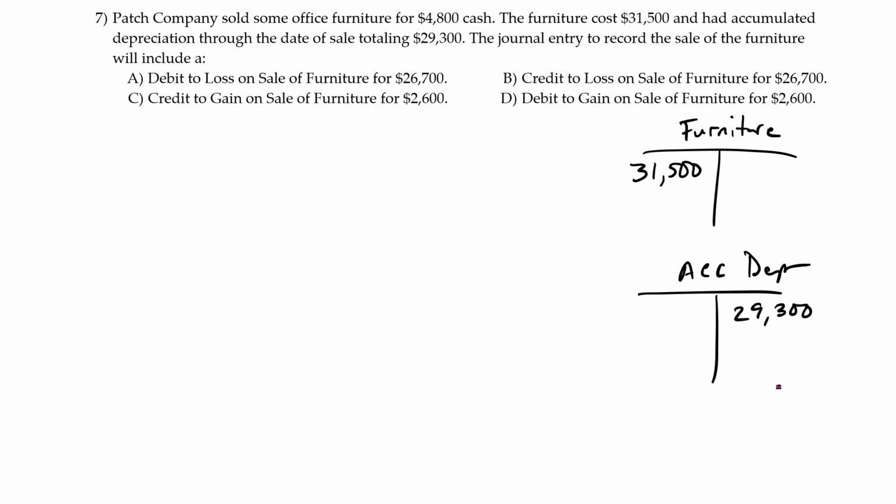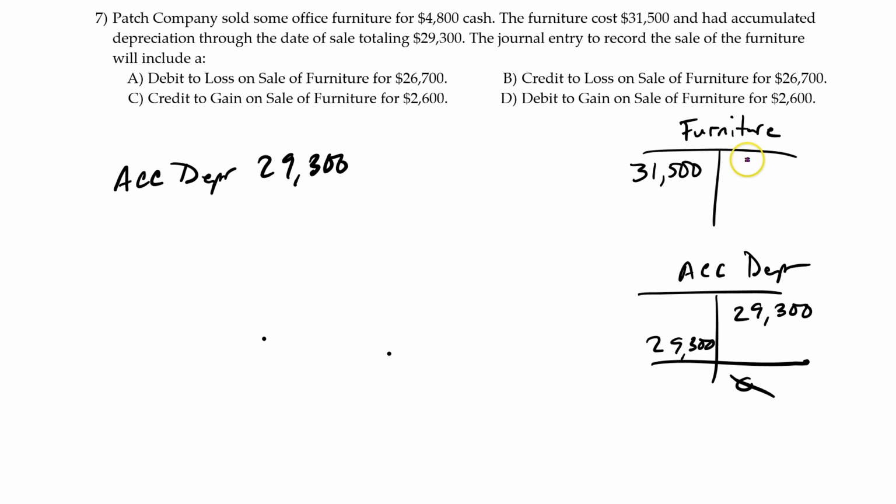Okay, so if we sold this furniture, then it's gone, and we have to get it off our books. So we're just going to do the opposite here and make these zero. I'm going to debit accumulated depreciation for $29,300. And of course, once I debit that and post it, the balance goes to zero. I'm going to credit furniture for $31,500. Once I credit that account, that goes to zero. So these are now gone.